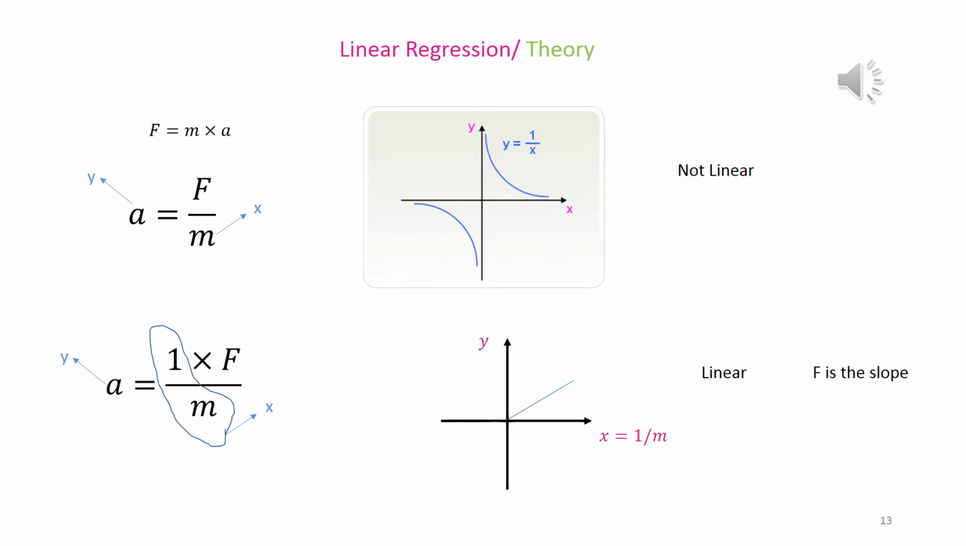Each time you change the mass, your acceleration would be different, for example. And in this case, you can represent y versus 1 over m as a linear function where f would be the slope. Okay, this is an example. So any formula can be transformed into a linear formula, okay?